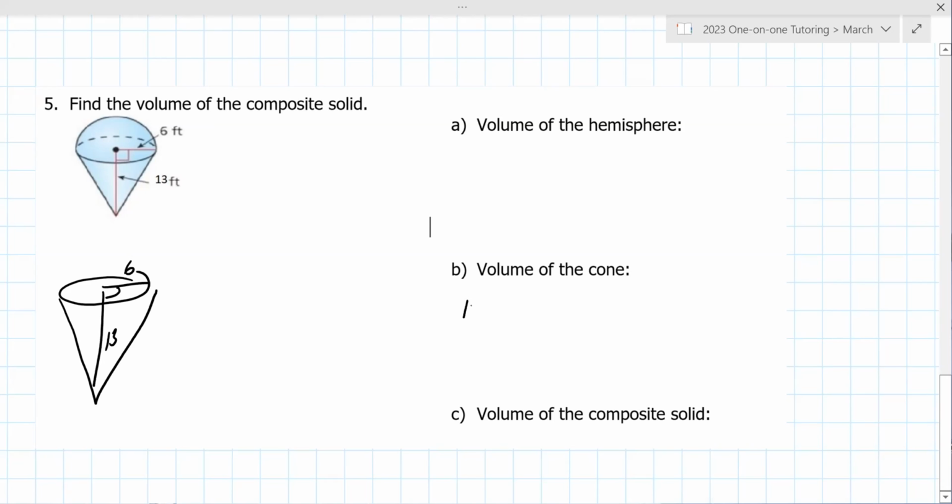So the volume of a cone, the formula for that is base times height over 3. It's 1/3 the area of the base, which is a circle. Sometimes you just go right to what a circle is, pi r squared times the height. So in this one, we get the numbers out, pi 6 squared times 13.